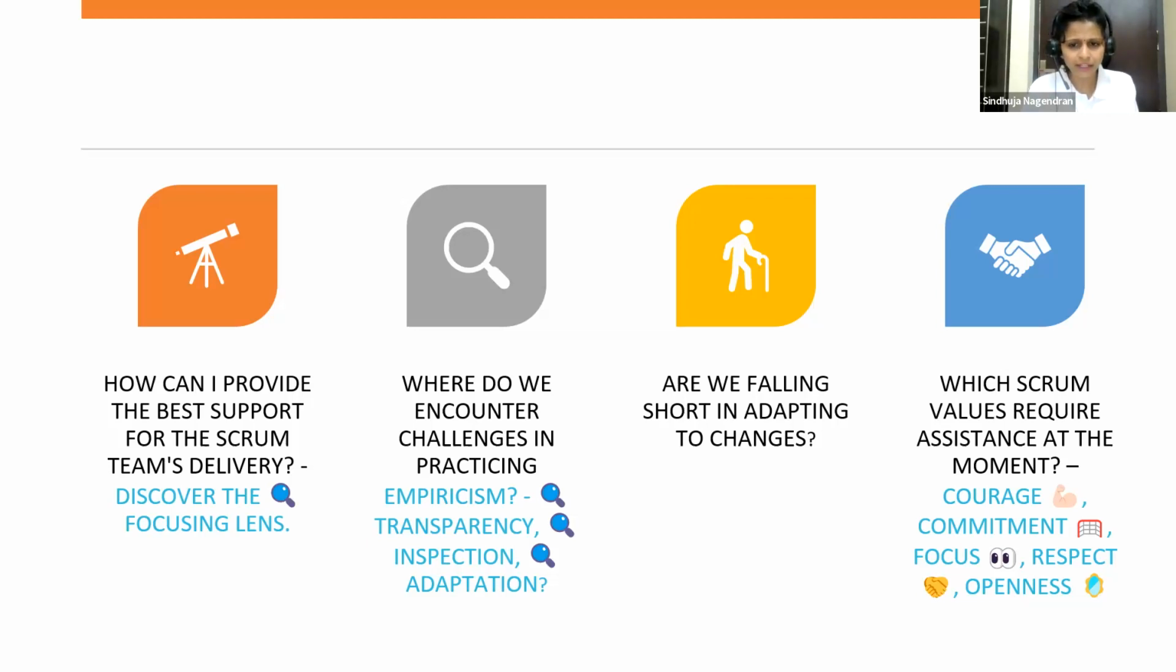Are we falling short in adapting to changes? Are we good, or are we reluctant or hesitant to change? Which Scrum values require assistance at the moment? We know the five values: courage, commitment, focus, respect, openness. Which needs assistance? A few may not have the courage to explicitly say that this is what I want. So work with them and address the problems you're facing.